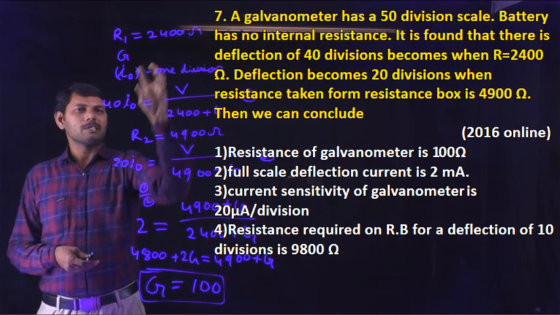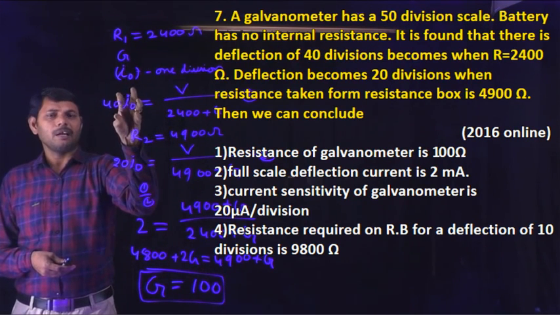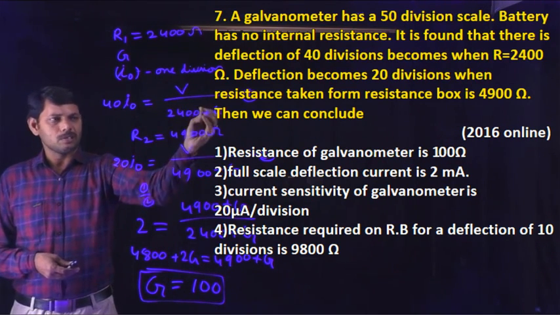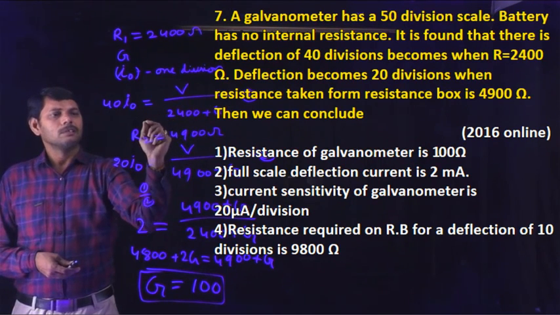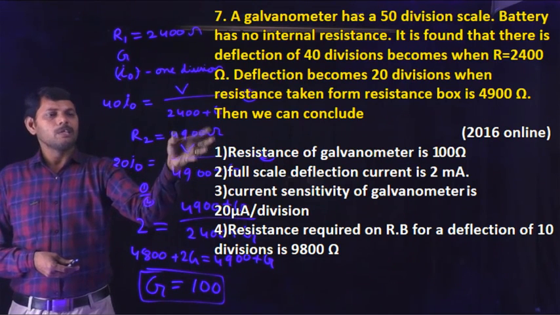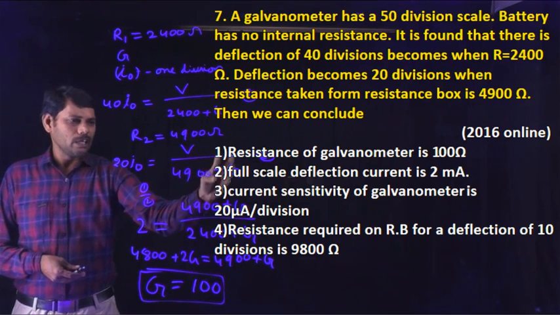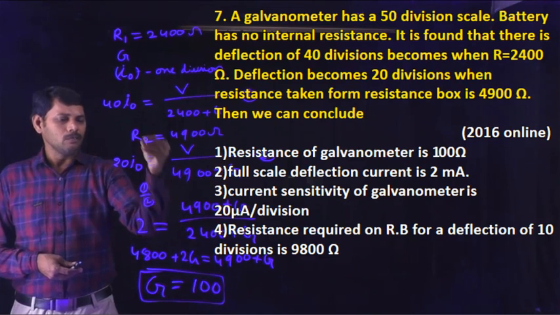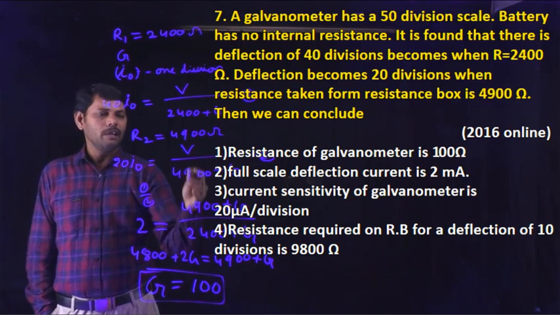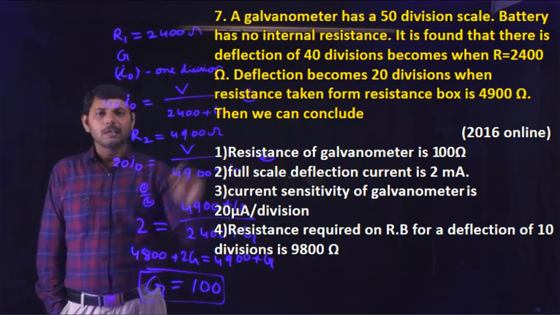Then it shows a deflection of 40 divisions. We assume one division is I0, then for 40 divisions the current is 40 I0. The current in the circuit is the potential difference of the battery by the sum of the resistances of the resistor and galvanometer. And when the resistance is replaced by 4900 ohm, it shows just 20 deflections. 20 I0 is equal to V by the net resistance, 4900 plus Z. Then we find the Z value by taking the ratio. This is the way of calculation of the G value. Here the first option is correct.